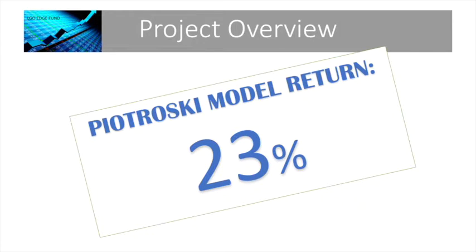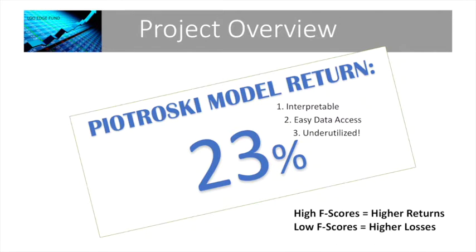It's because of its interpretable factors. 1, only 9 factors go into this model. 2, it finds undervalued companies based on public financial data. And 3, it's underutilized in the market. We could not find a real-life mutual fund or hedge fund that's using this F-score as a predictor. And remember, the higher the F-score, the higher the return: buy the stock. The lower the F-score, the lower the return: you want to short the stock.